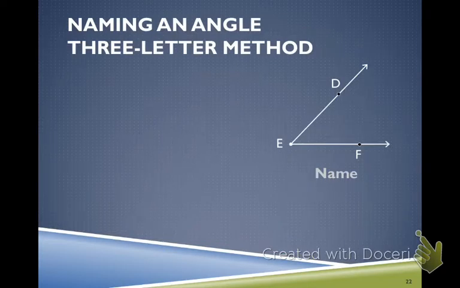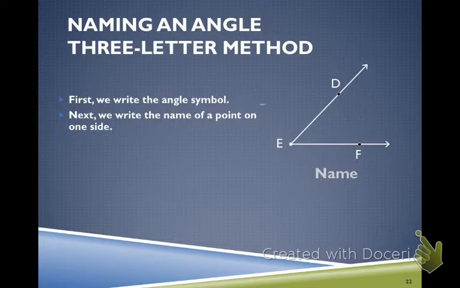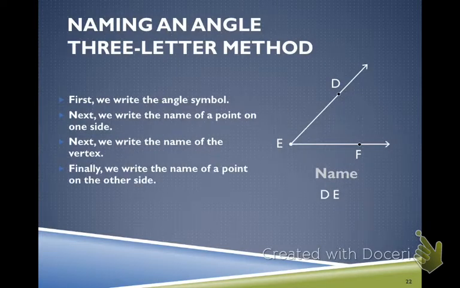Okay, we're going to use the 3-letter method. The 3-letter method means first we write the angle symbol. Next we're going to write the name of a point on one side, and finally we're going to write the name of the vertex, and after that we're going to use the last point. So you kind of saw those things going in there, but it forgot something.